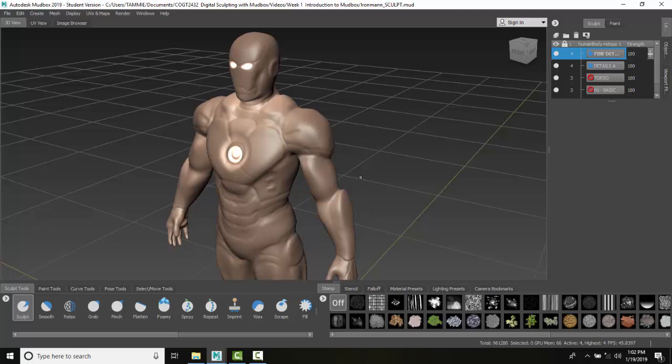We also have traditional sculptors, sculptors who make large monumental sculptures, who are starting to use Mudbox to create their sculpture instead of making it out of real clay. We also have conceptual designers.